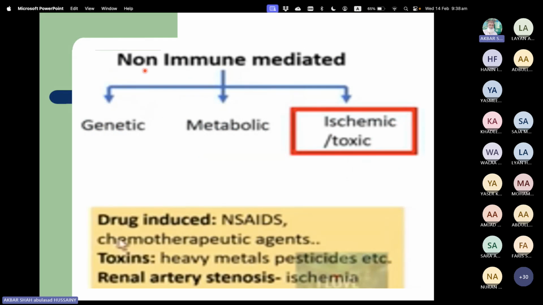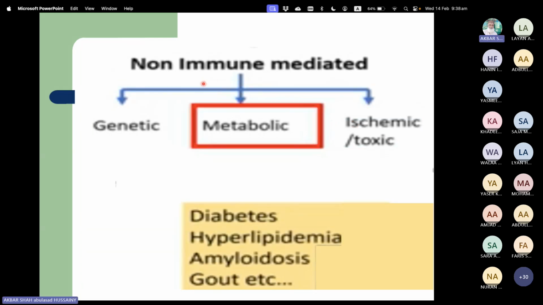Now, the non-immune type is divided into three. The ischemic and toxic causes are drugs like non-steroidal anti-inflammatory drugs, chemotherapeutic agents, anti-cancer drugs, toxins like heavy metals, pesticides, and ischemia due to renal artery stenosis. These are examples of non-immune mediated injury to the glomerulus. The metabolic causes, we know about diabetes, which is our case, and then hyperlipidemia, amyloidosis, and gout are the metabolic causes of non-immune mediated injury to the glomerulus.